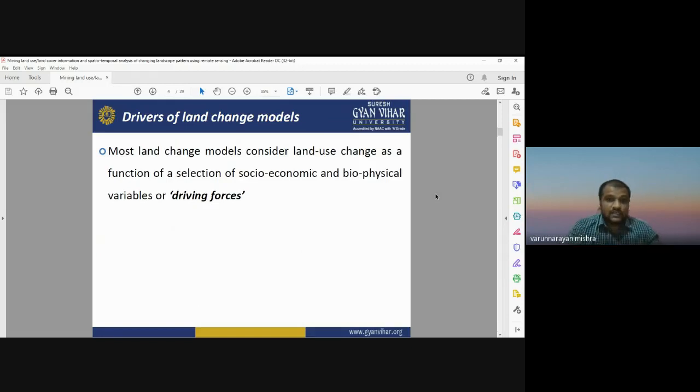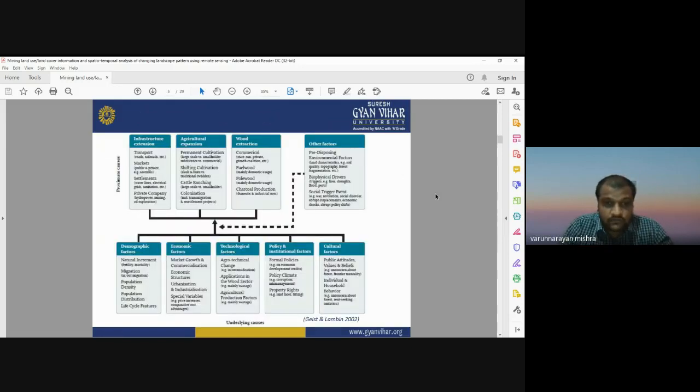These are known as driving forces or driving variables. It is already discussed. These are different kinds of driving factors. It may be any kind of infrastructure extension. It may be agricultural extension, wood extraction. There may be some socioeconomic factors that are behind that land change model or urban growth.